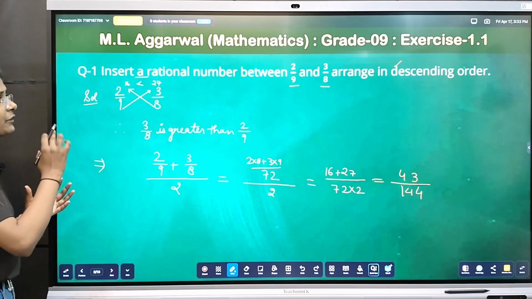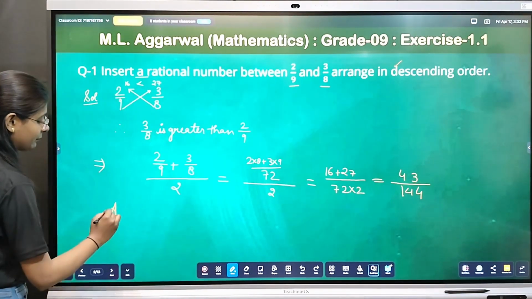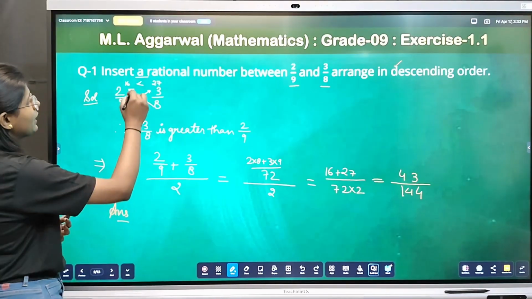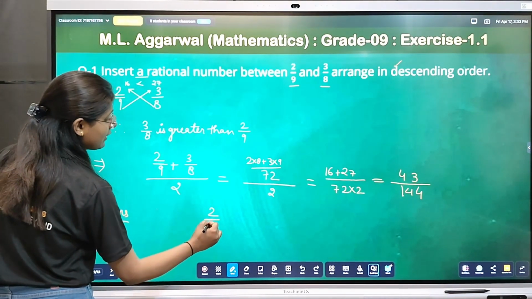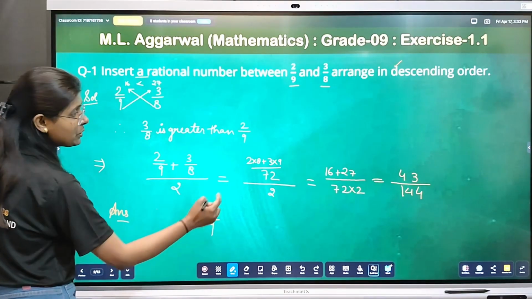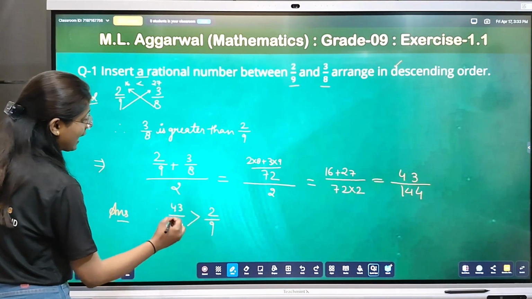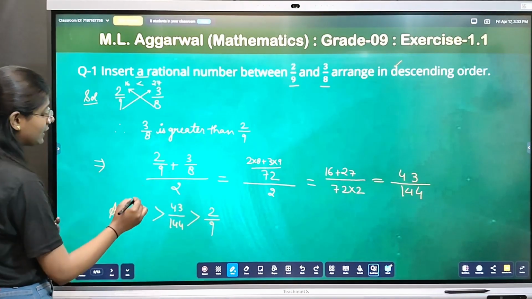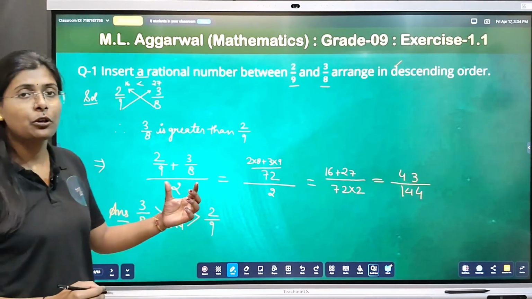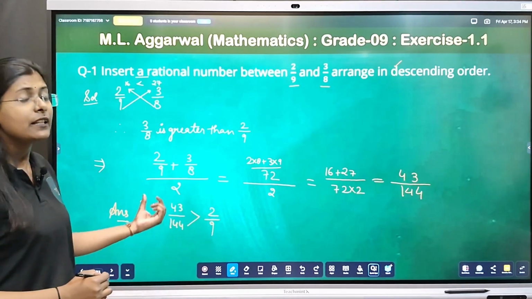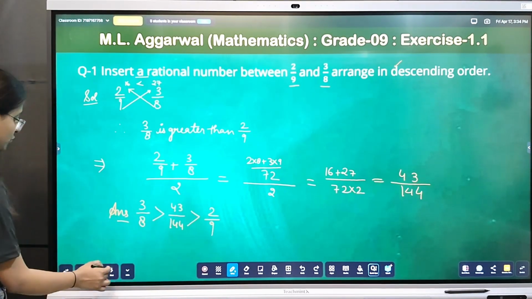So now we have the complete solution for this question. So our answer would be, the smaller number is 2 upon 9, and then the number we found between them, 43 upon 144, and then the greater number here, that is 3 upon 8. Since we are writing in descending order, we have arranged the greater, then the middle number, and then the smaller number. Let's move to the next question.